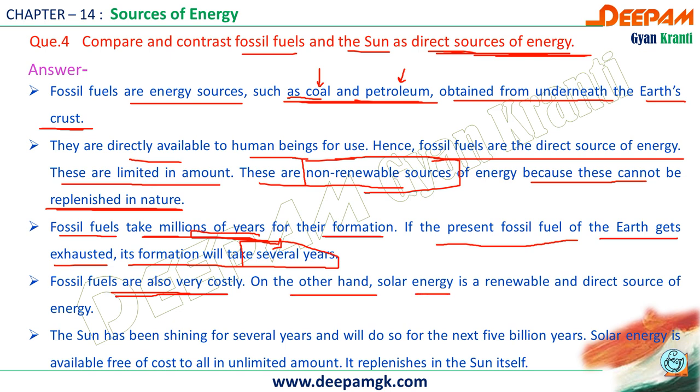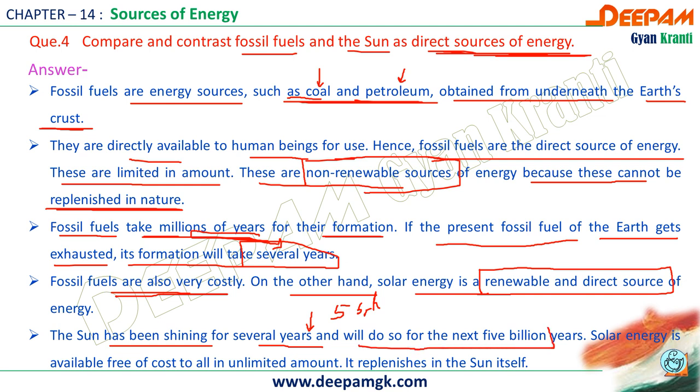On the other hand, solar energy is renewable. The main thing is that solar energy is a renewable and direct source of energy. The sun has been shining for more than 5 billion years and will do so for the next 5 billion years. For 5 billion more years, it will give its heat and energy.